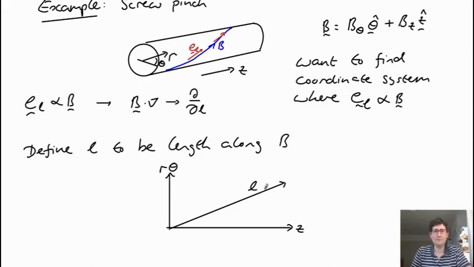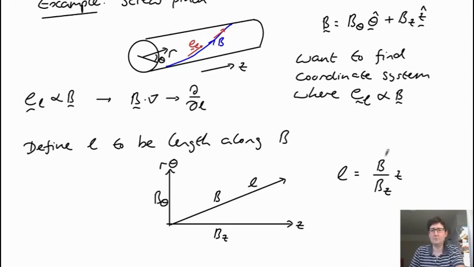So L is this distance along here, and this has the same ratio as B to B_Z, and here to B theta. And so L is just related to Z by this ratio of magnetic field to magnetic field in the Z direction. And so we can try this definition.